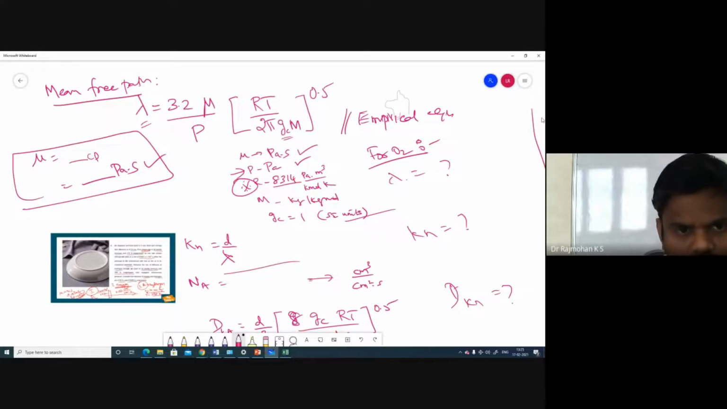So here pressure has to be substituted in Pascal. So do the conversion also. What is the value given here? It is given 20 mm mercury, right? 20 mm mercury is the pressure, the first case. We know that 760 mm mercury is 101.325 kPa. So that you have total pressure.